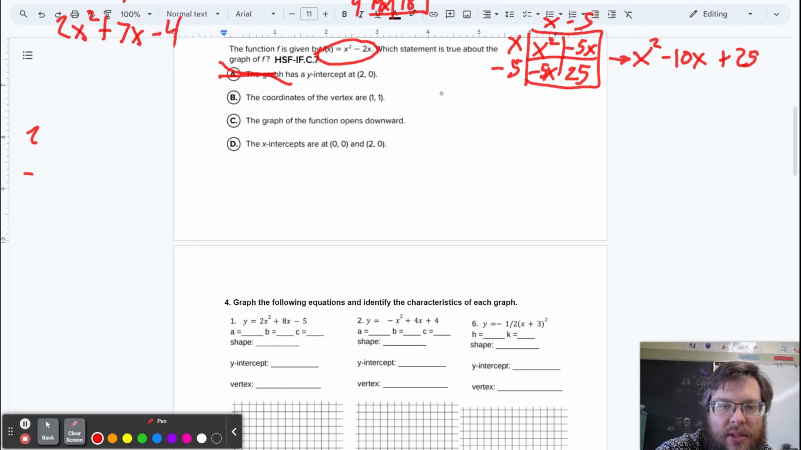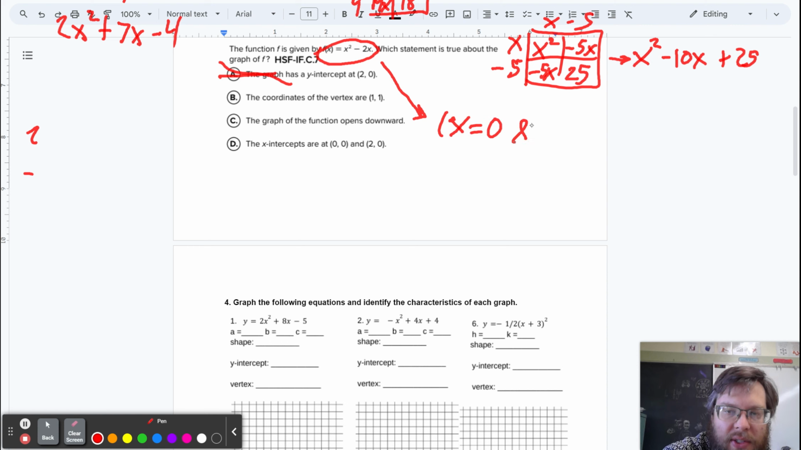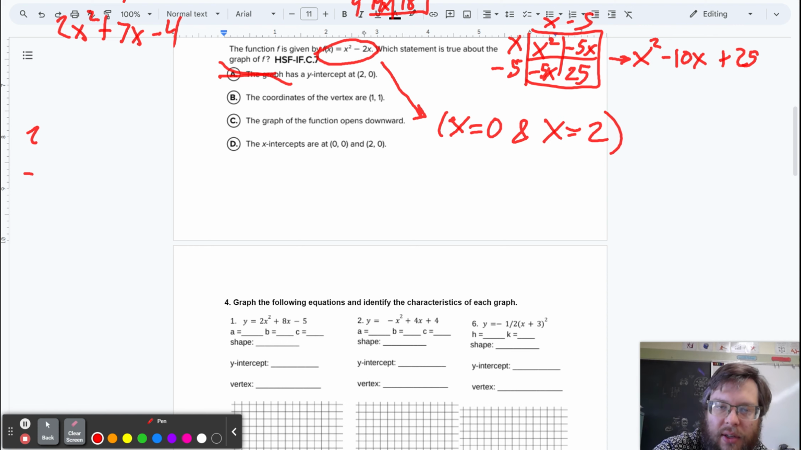If I look at x squared minus 2x, I can see that that will have an x-intercept at x equals 0. Because if I make x equals 0, I'm going to get 0 minus 2 times 0. And if I make x equal 2, I'm going to have 2 squared, and that's 4. 2 times 2 is 4. And 4 minus 4 is also 0. So I can see that question D is correct.